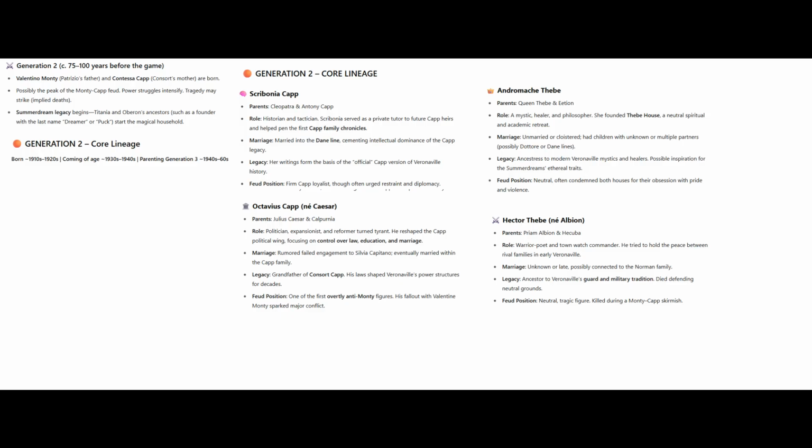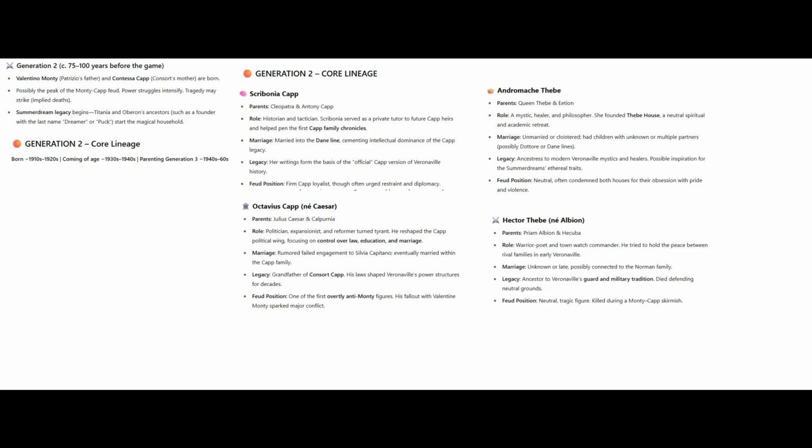Unmarried or cloistered. Had children with unknown or multiple partners. Possibly the Torah or Dane lines. We know this is incorrect, or maybe. We know she marries Hector. I'm assuming it's just a marriage she didn't care about. I don't know where that came from.